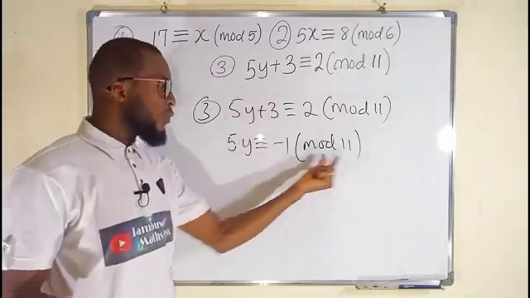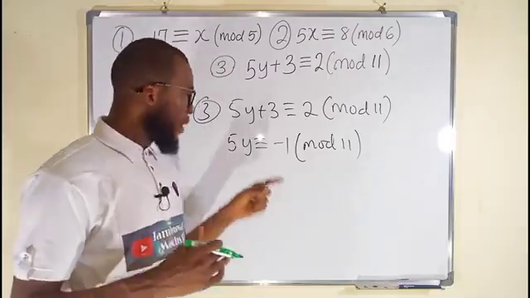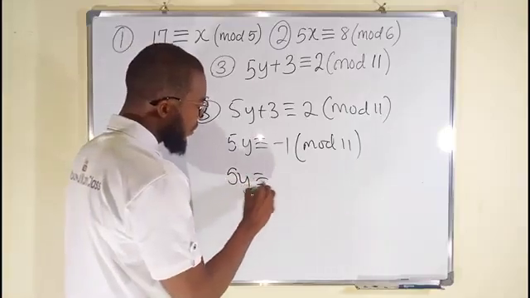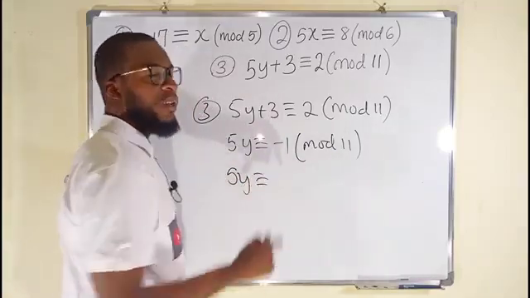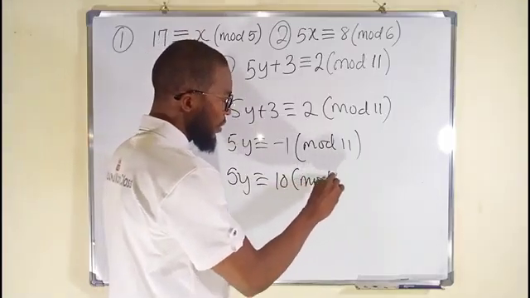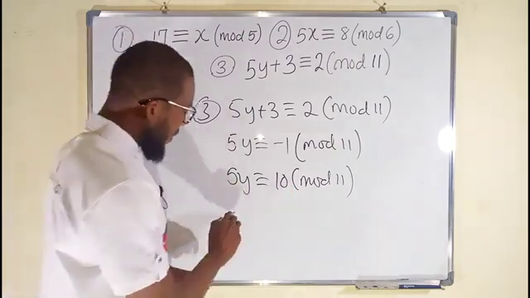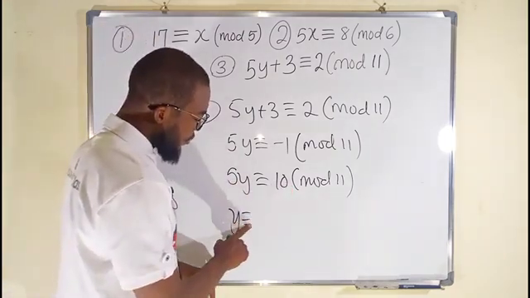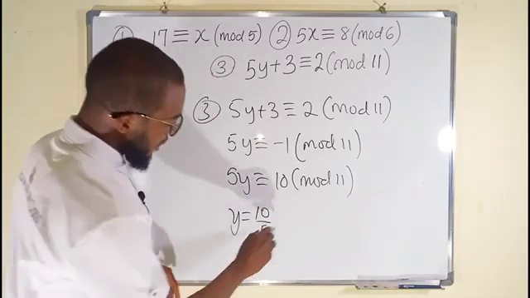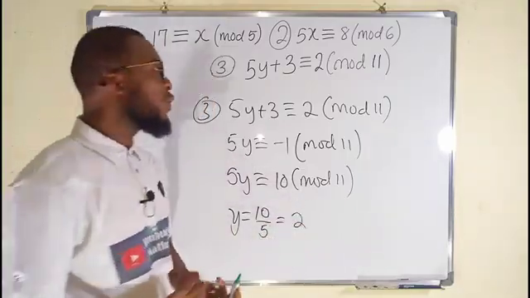We're going to repeat the same process. We're going to add multiples of 11 to this number until it gets to a certain value which is divisible by 5. So this 5y is also equivalent to 11 plus negative 1, which gives us 10 in mod 11. Let's stop here because 10 is divisible by 5. Therefore, we can say that y is equal to 10 divided by 5, and this is equal to 2. It means that the value of y is equal to 2.